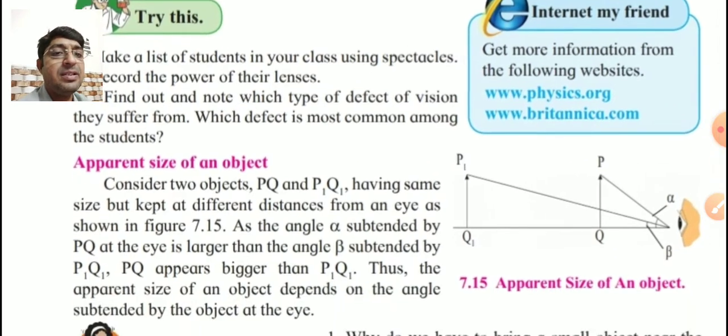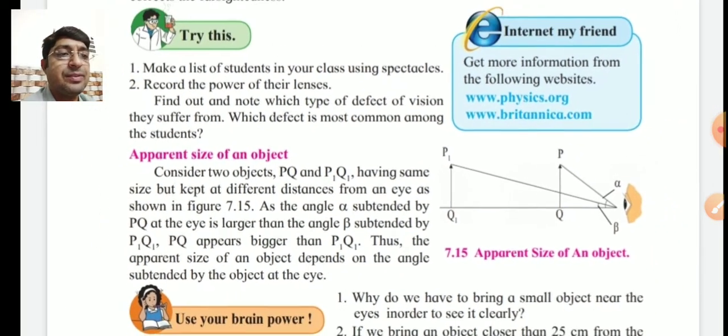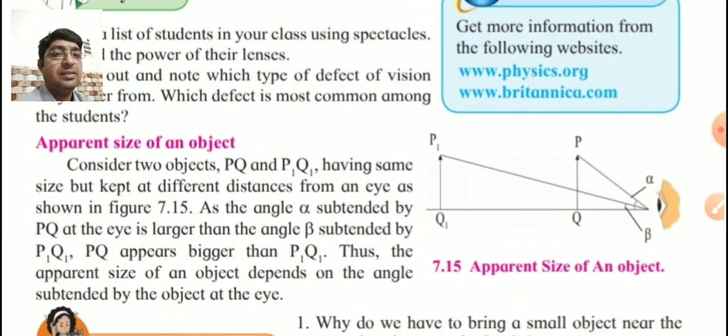Next, apparent size of an object. Consider two objects PQ and P1Q1, see in the figure, having the same size but kept at different distances from an eye as shown in the figure.